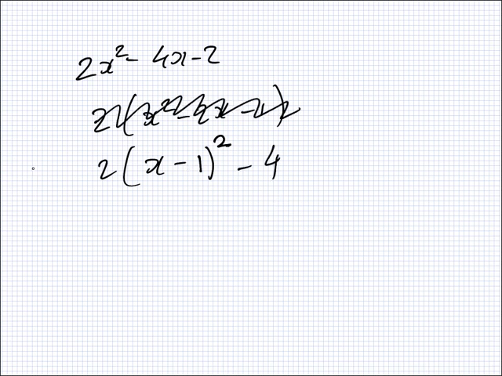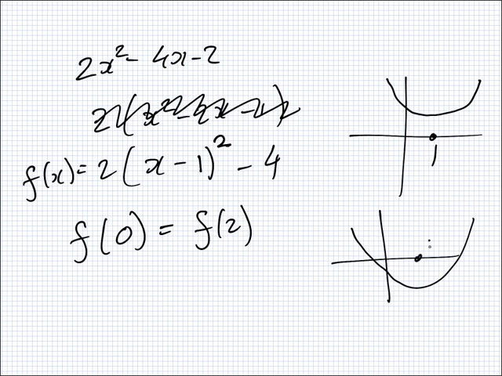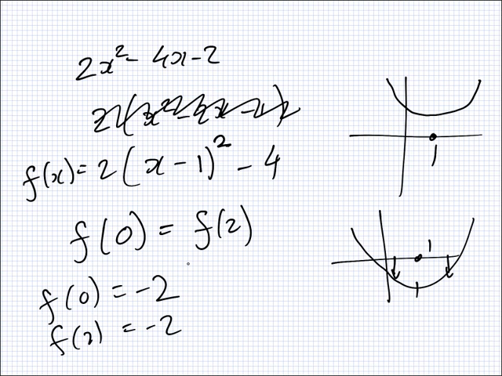Okay? That's f(x). If you calculate f of 0, you'll get the same as f of 2, because if you think about the graph, at 1 you have the minimum. So if you go to the left and to the right, you'll get the same answer. Let's check it out. f of 0 equals minus 2. f of 2 equals minus 2. So this is clearly many-to-one.